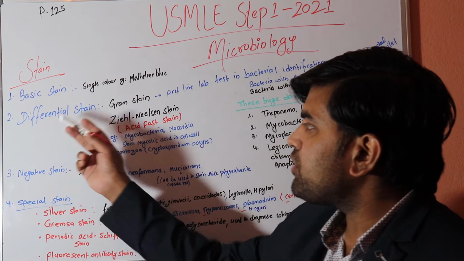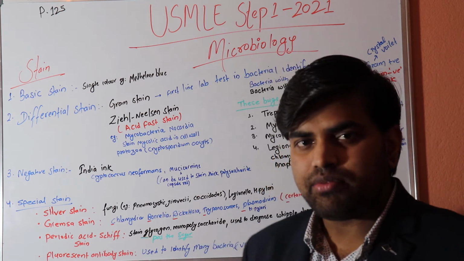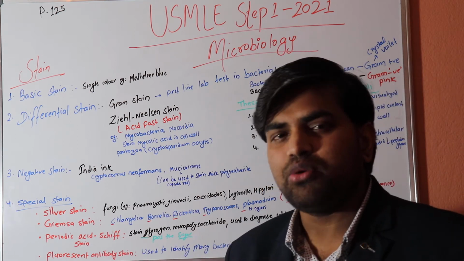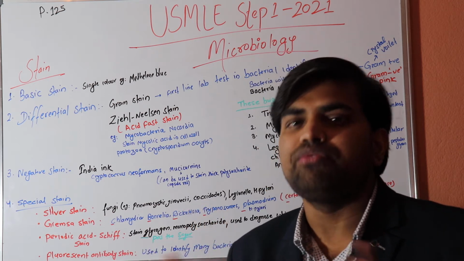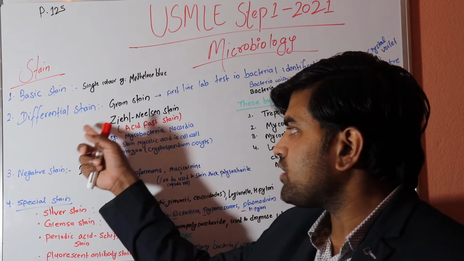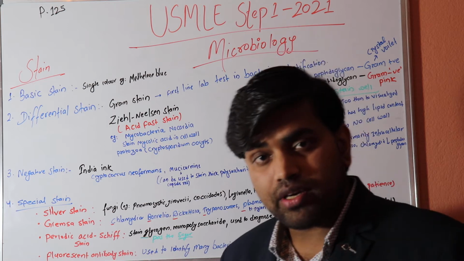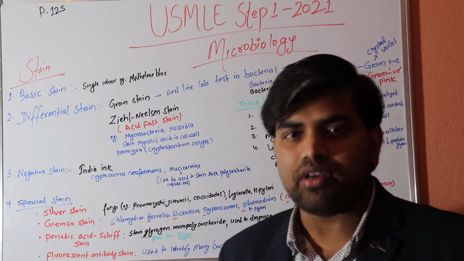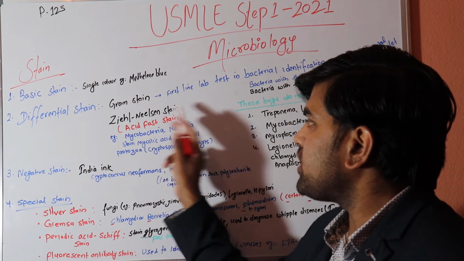Then there is a term called differential stain. It is named so because at the end of this procedure, two different groups of organisms will be present as two different colors. That is the meaning of differential stain. Examples are the Gram stain and the Ziehl-Neelsen stain.